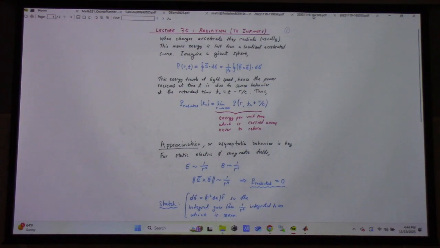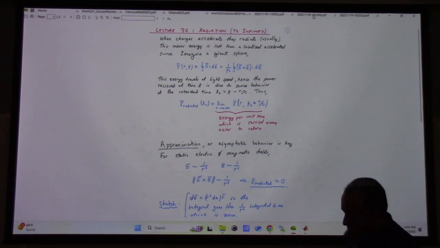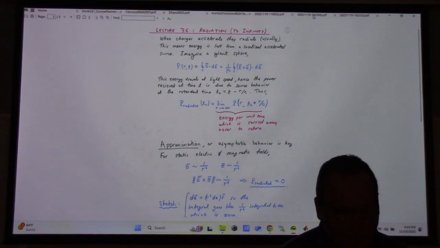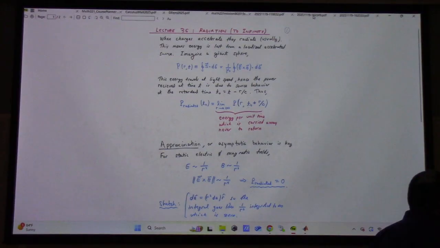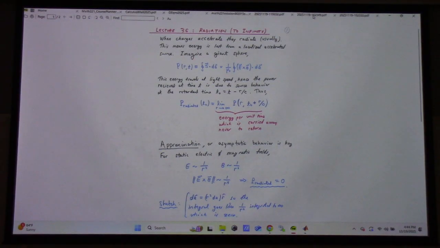Yeah, anyway. So, we have now made it to radiation, right? So let's talk about radiation today. And let me make it bigger so we can see.